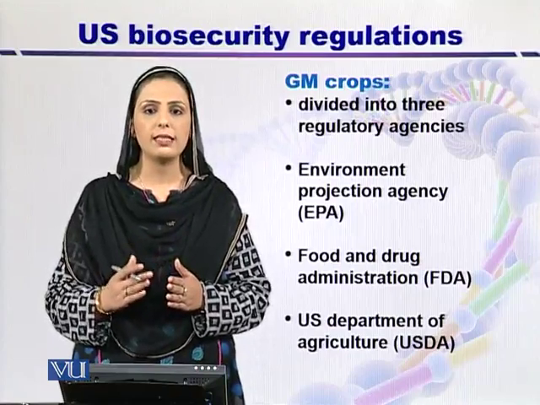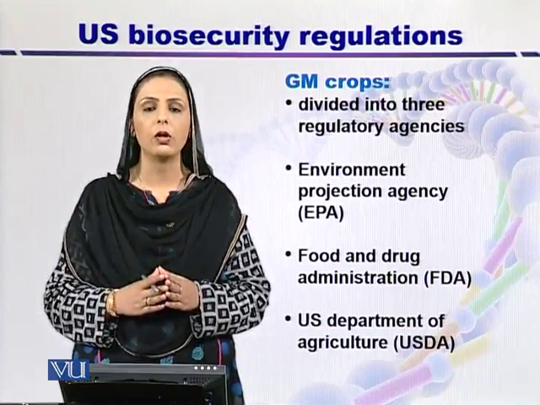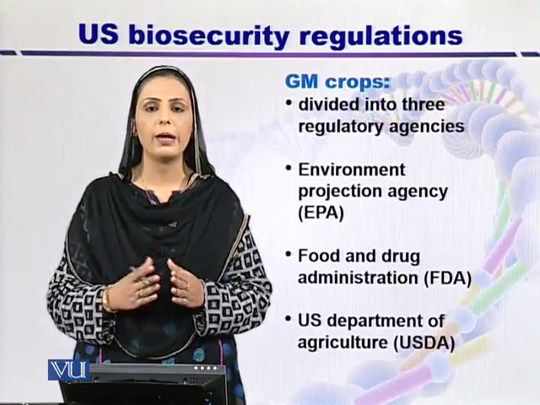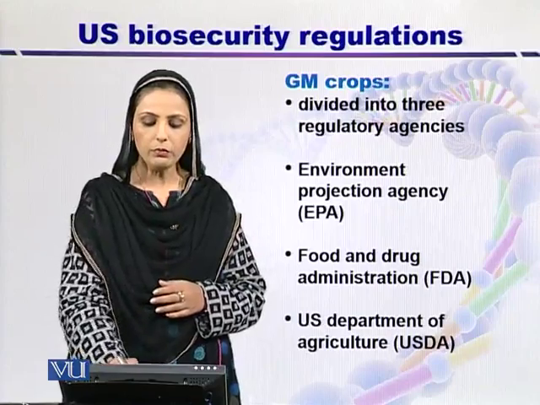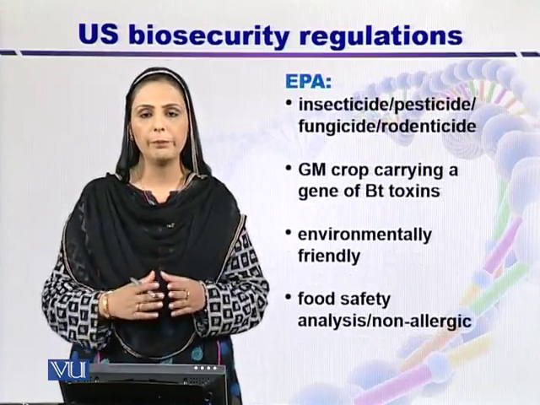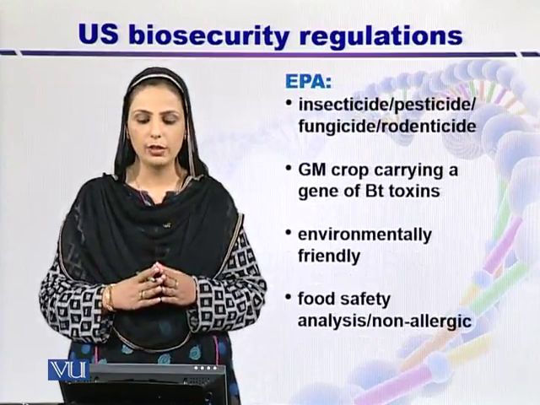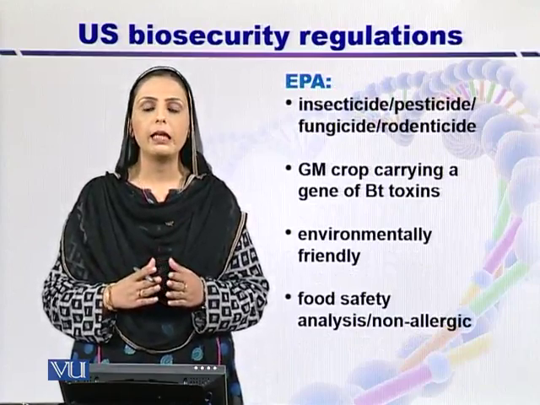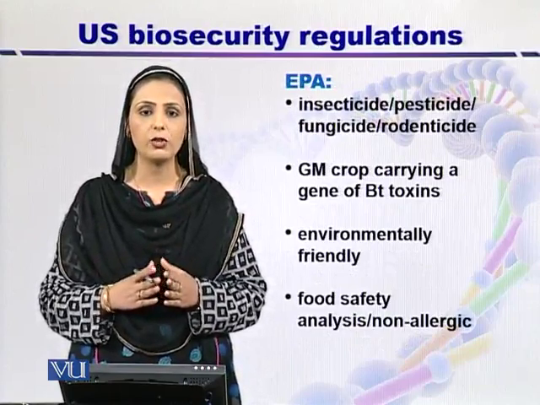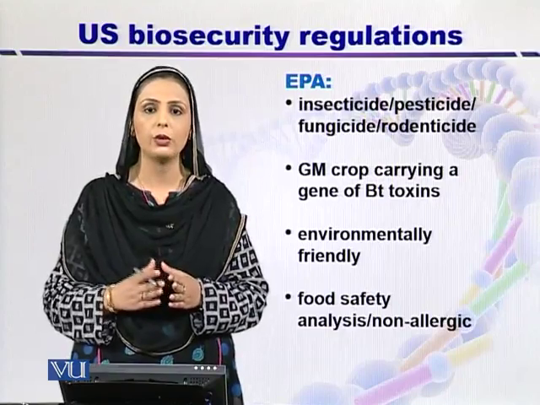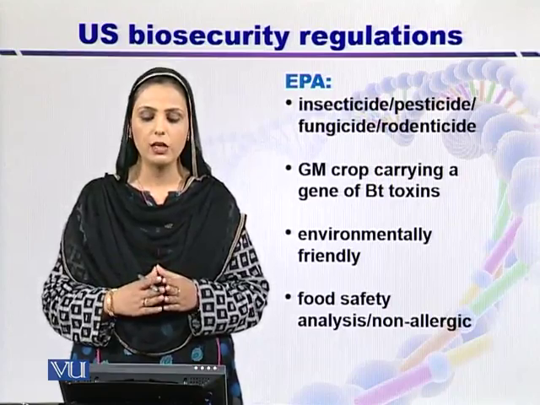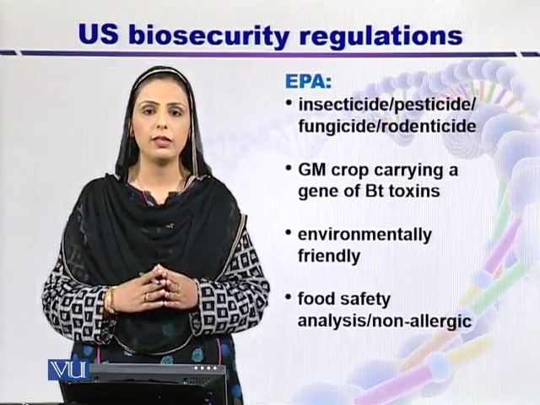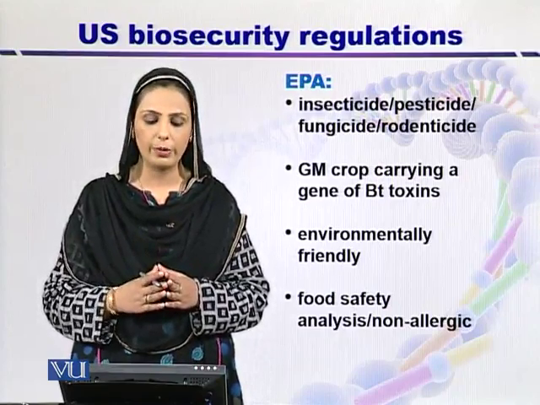अब इन एजेंसीज के अपने अपने काम हैं और इनके काम बायोसिक्योरिटी रेगुलेशंस में बहुत रोल प्ले करते हैं. Let's talk about the EPA, that is Environment Protection Agency. It involves insecticides, to kill the insects, pesticides to kill the pests, fungicides to kill the fungus, and rodenticides to kill rodents such as rats and rabbits.